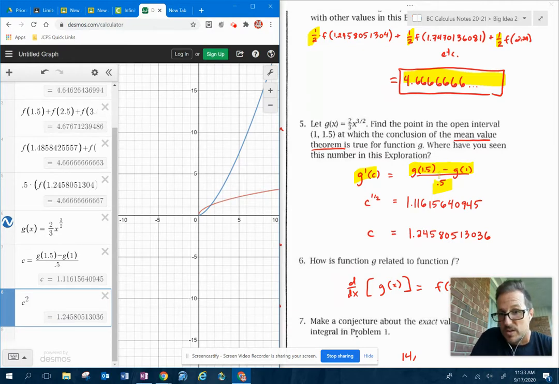The derivative of g, using the power rule, would be to drop the 3/2, so that multiplies to 1, and subtract 1 from the exponent. So the derivative of g is x to the 1/2, which is the function we're trying to find the area under, by the way. So g prime at c is c to the 1/2, and then the calculation is 1.116, blah, blah, blah. Solve for c by squaring both sides, and you get 1.245, etc.